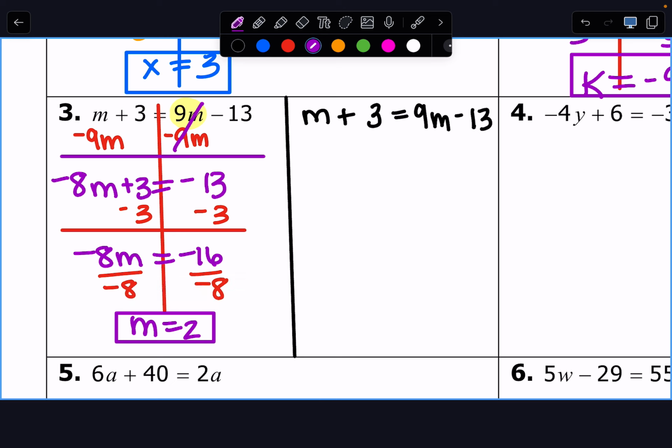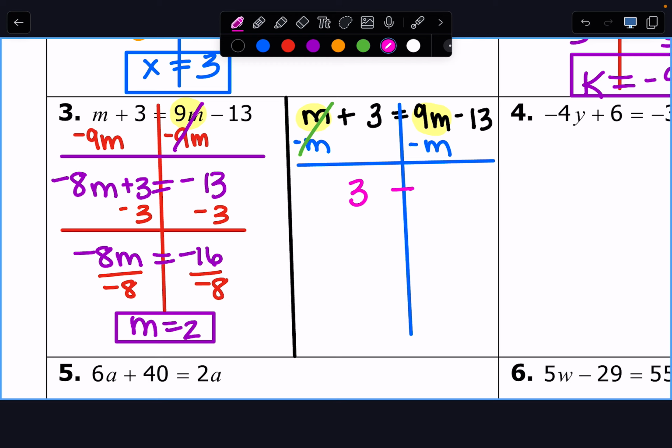Okay. Now, raise your hand if you took m and you moved it over to the right side. Okay. So some of you are like, you know what? I don't want a negative m. I want to take this m and I want to move it over to the right. So to do that, you can subtract m to both sides. That's fine. So in this case, these cancel out, and we have 3 equals 8m minus 13.